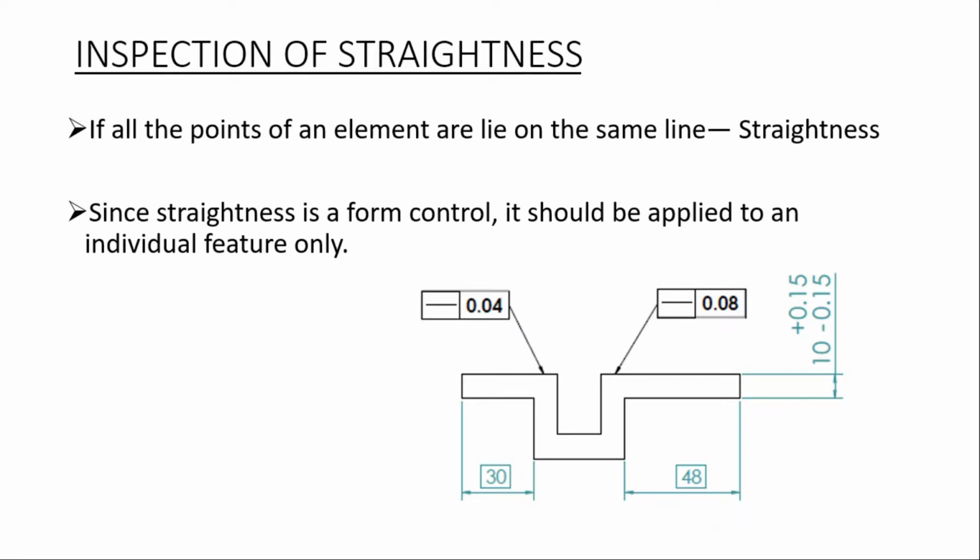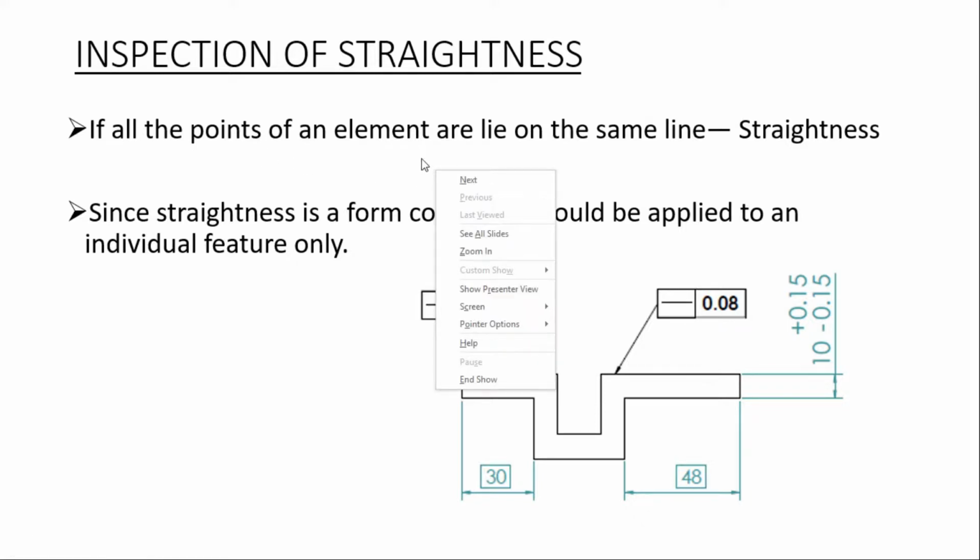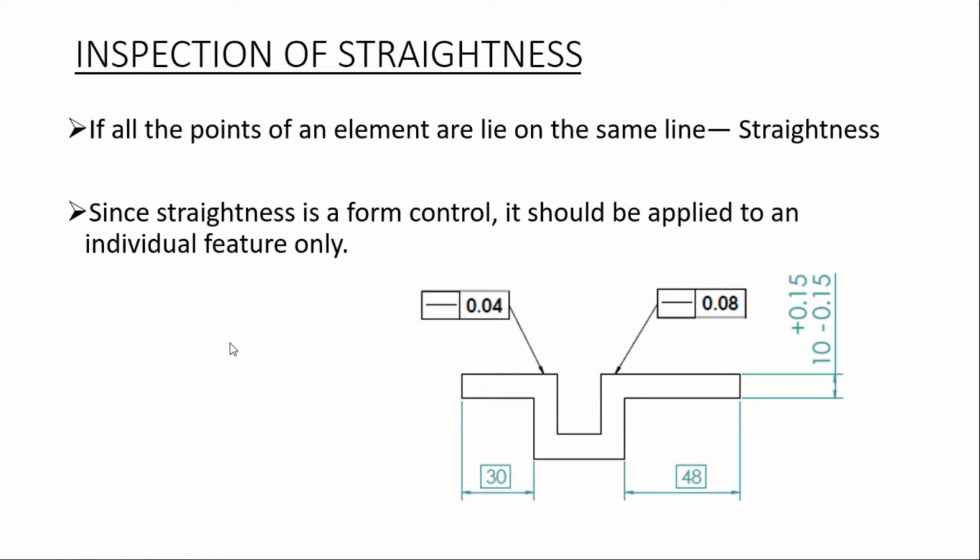Hi, today we are going to see about straightness. The definition of straightness is mentioned here. If all the points of an element lie on the same line, we can define that as straightness. And straightness is a form control and it can be applied only to an individual feature.